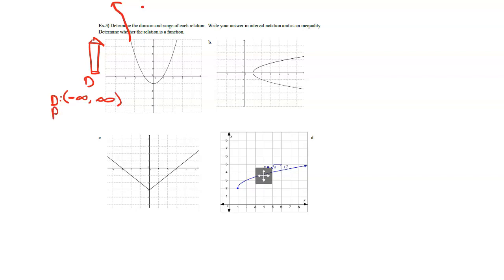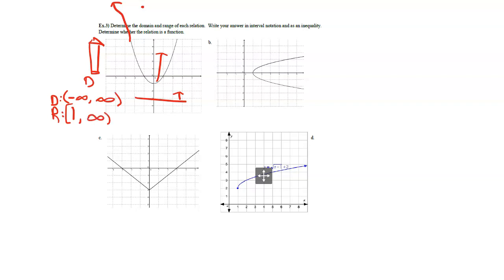Okay, let's look at the range. So we're going to do similarly, but imagine your pencil down here and we're moving up. So we want to see what's the first value we hit. Well, it looks like it's 1 for y. So 1's the first value. It is including that. It's not an open circle there. And so we will draw a bracket to show we're including 1. And then similarly, we can see this is going to go on forever and there will be an infinite number of y values. And so it'll go to infinity, again, a parenthesis.